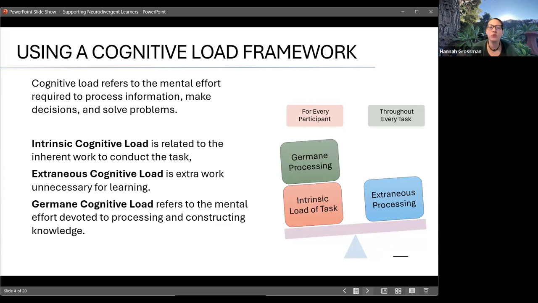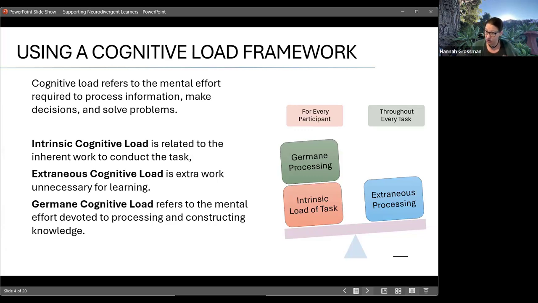That work might be the work necessary for the task. So me being here on this call and identifying the right words to say and choosing the right words and saying the right words might be the intrinsic load of this task of sharing about neurodivergent learning. Now I'm going to have some extraneous processing as well. My extraneous processing is extra work that's unnecessary for the learning.